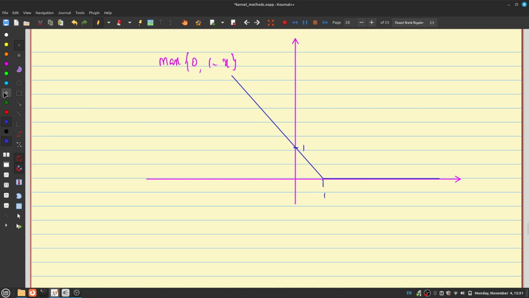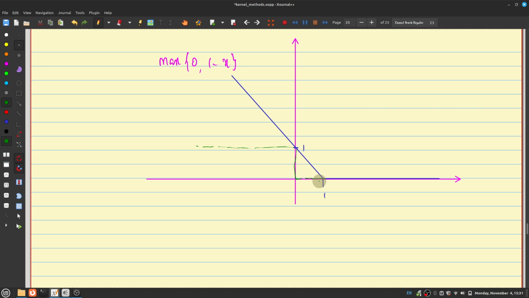The 0-1 loss takes, so if x is positive, in some sense it's classified correctly, then the loss is equal to 0, and if it is misclassified, then it takes the value 1. So the 0-1 loss looks something like this. So the hinge loss is, in fact, an upper bound for the 0-1 loss.